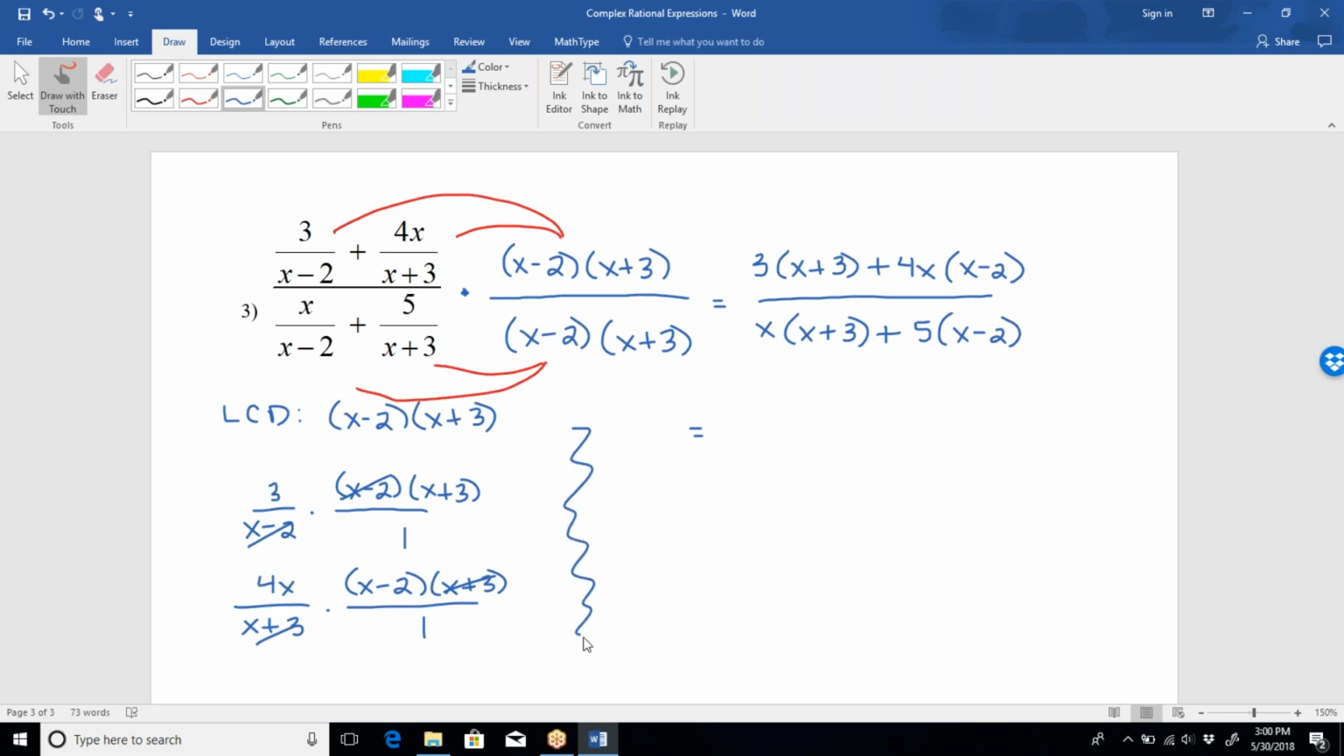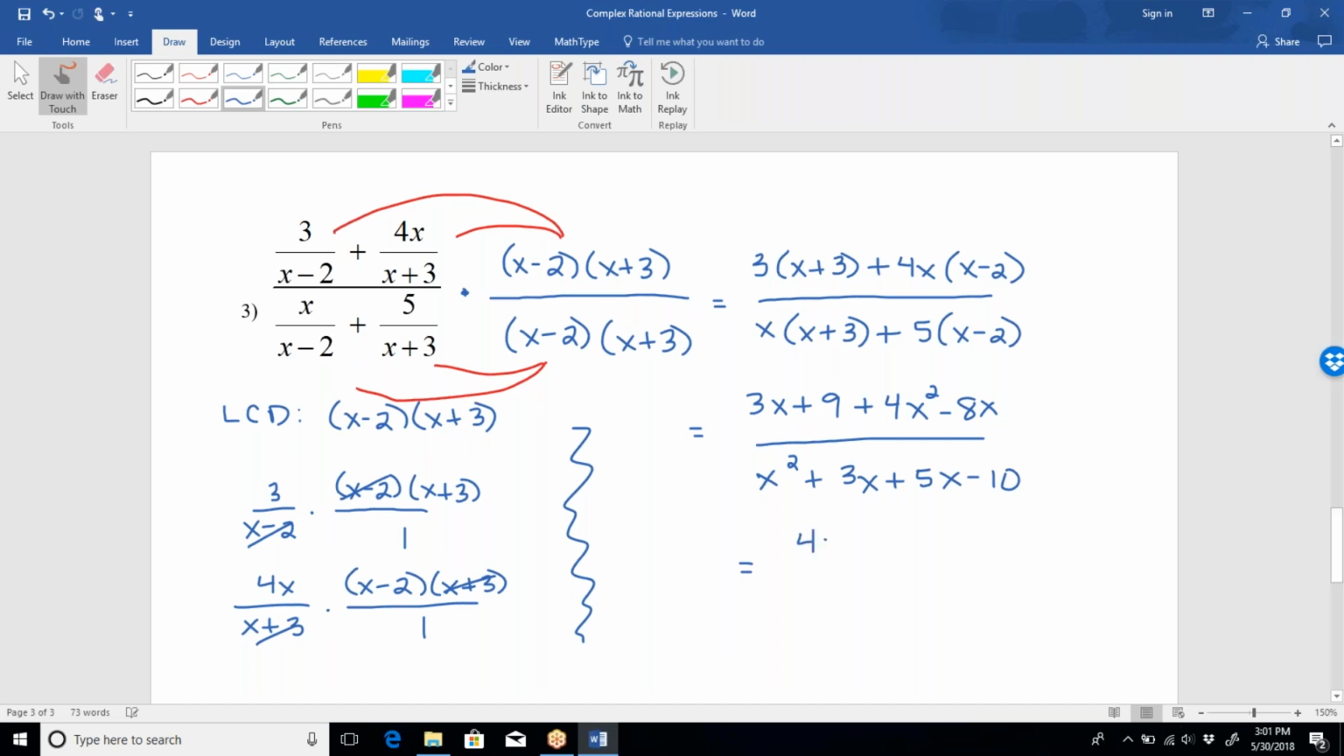From here, so this is just my extra work over here. From here, we just distribute and combine like terms. So we're almost done. In the numerator, I'm going to have 3x plus 9 plus 4x squared minus 8x. In the denominator, I'm going to have x squared plus 3x plus 5x minus 10. And then, like I said, we'll just combine our like terms.